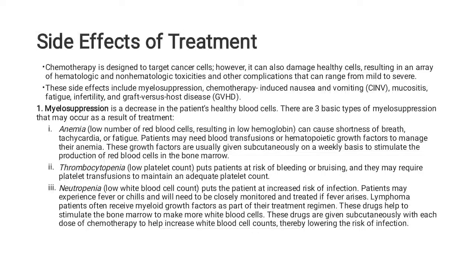The other one is thrombocytopenia. We know what is thrombocytopenia. It puts the patient at a risk of bleeding or bruising, and they may require platelet transfusion to maintain an adequate platelet count. The other one is neutropenia. It puts the patient at a risk of infection. Patient may experience fever or chills and will need to be closely monitored and treated if fever arises.